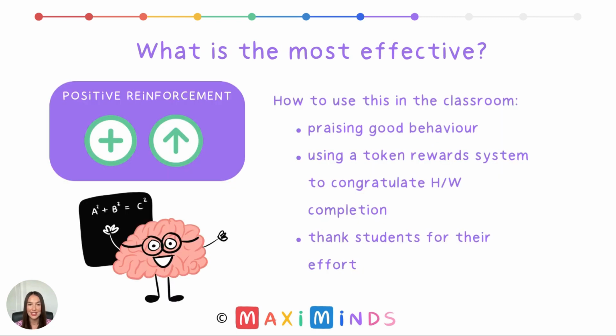I can't stress this enough that the most effective form of behavioural modification is positive reinforcement. So it's about adding something to increase desired behaviour. This might look like praising good behaviour in the classroom. It might be using a token reward system to congratulate homework completion, or it might even be something as simple as thanking students for their effort.